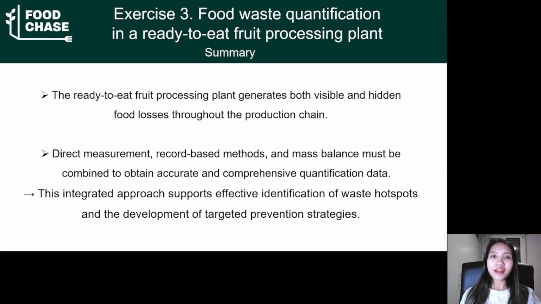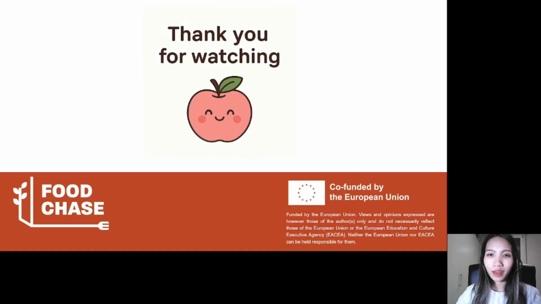So the summary of this exercise is the ready-to-eat fruit processing plant generates both visible and hidden food loss throughout the production chain. Direct measurement, record-based method, and mass balance must be combined to obtain accurate and comprehensive quantification data. This integrated approach supports effective identification of waste hotspots and the development of targeted prevention strategy.